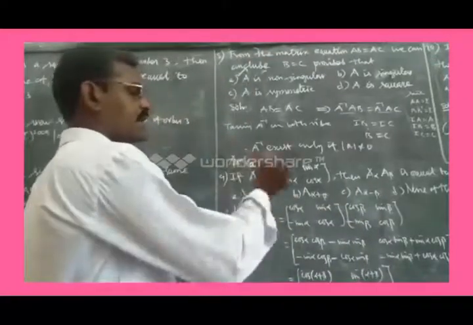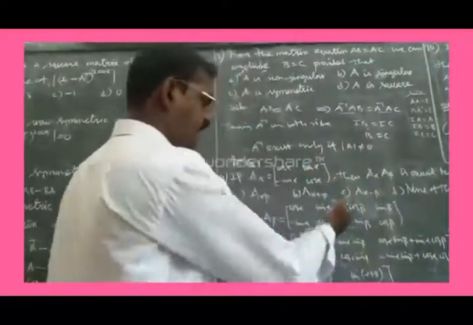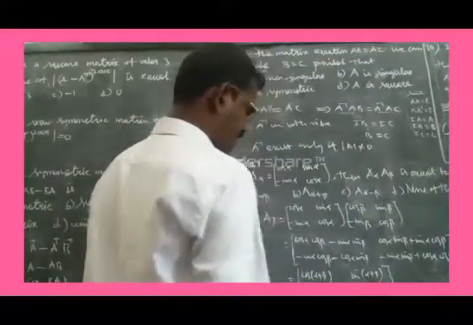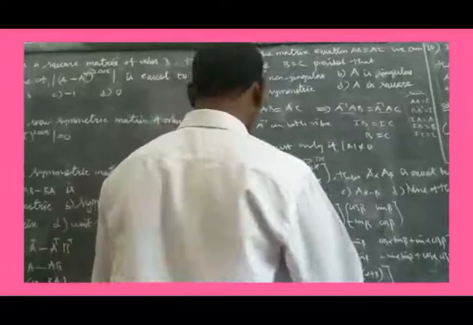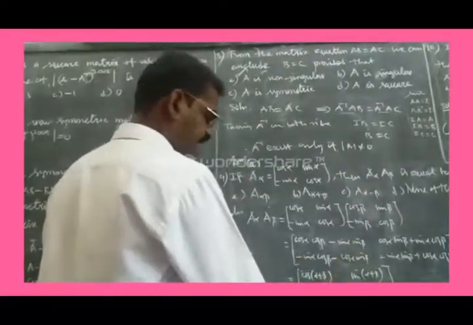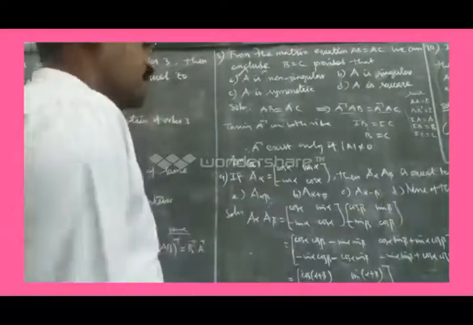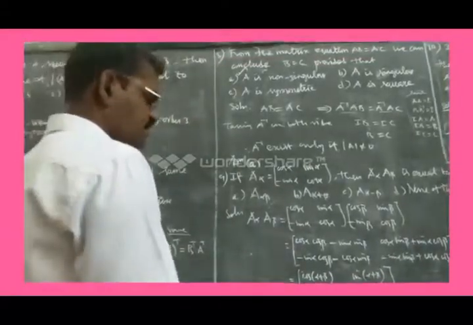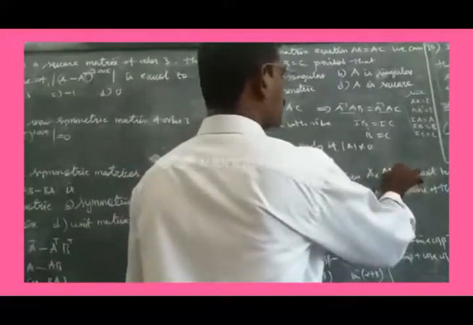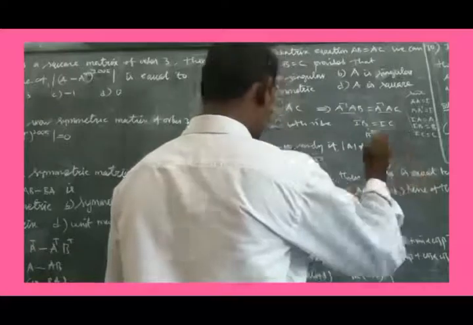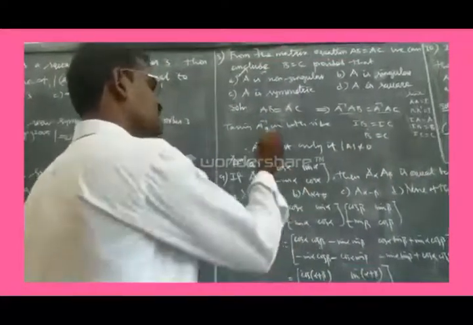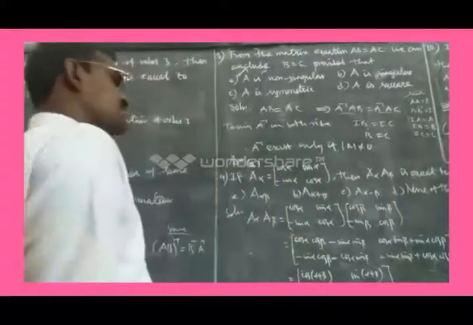So multiplying A alpha into A beta, we get cos of alpha plus beta, sin of alpha plus beta, minus sin of alpha plus beta, cos of alpha plus beta. So the structure is A of alpha plus beta. So A alpha into A beta is equal to A of alpha plus beta. So option B is very correct.